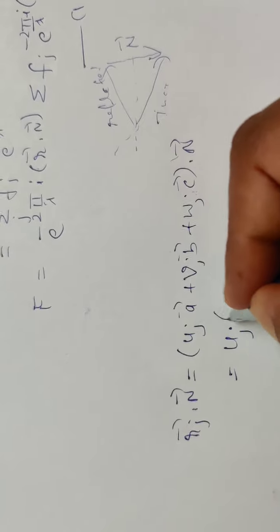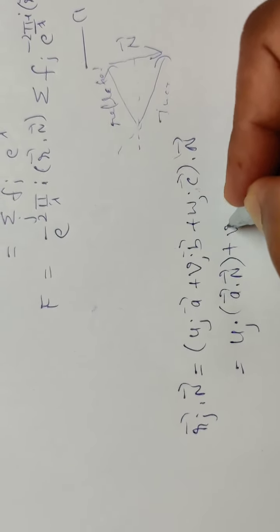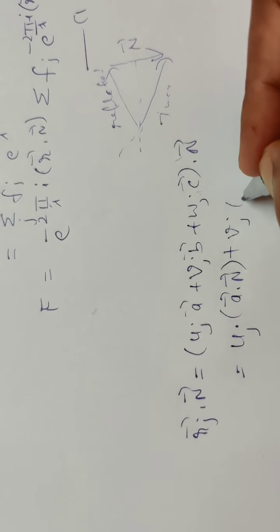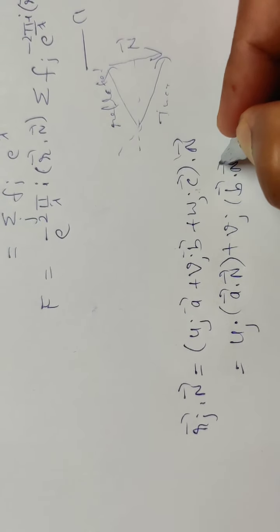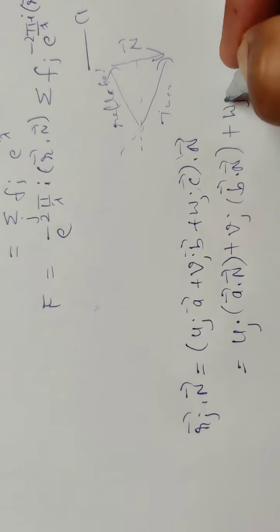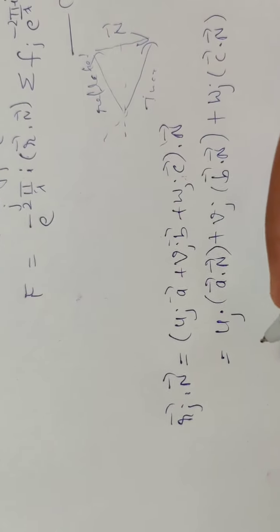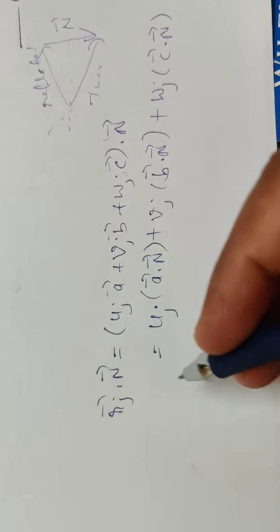uj will be a dot n plus vj will be v dot n plus wj will be c dot n. This is the value of rj dot n vector.